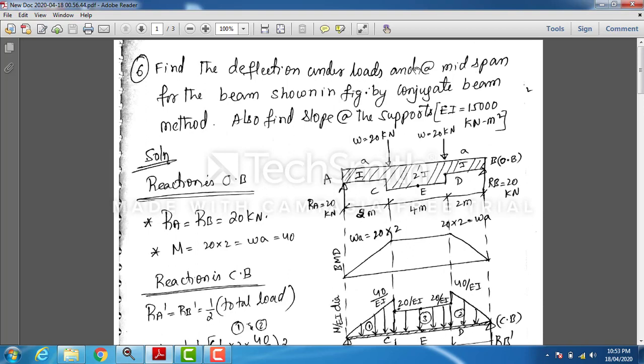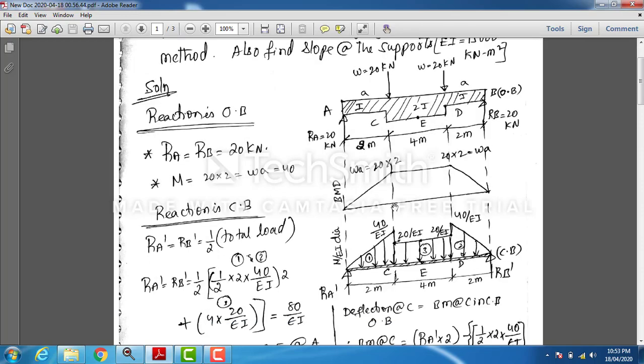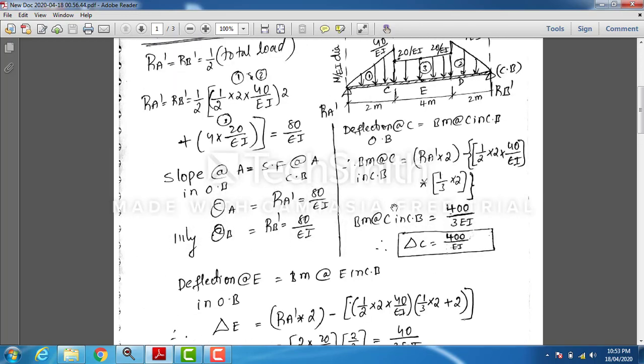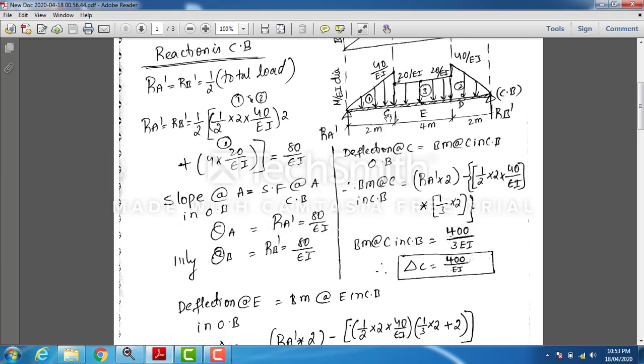under the loads and midspan. So here it is asking us to find deflection at point C, point D as well as at point E. So let us find deflection at point C now. So deflection at C in the original beam is equal to bending moment at C in the conjugate beam.